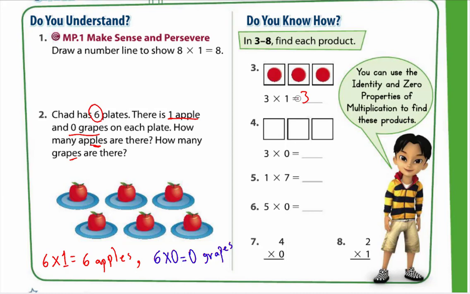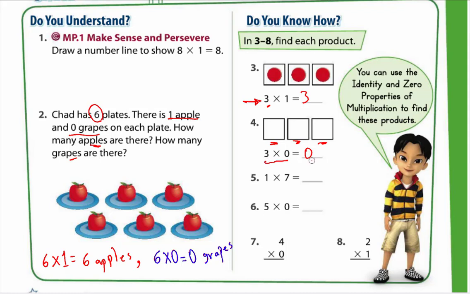Okay, let's move to question number 4. Hassan Al-Jabir. Yes, Hassan, the next question. We have 3 groups and each group with 0 inside it. So 3 times 0. Here, the first one, how many? 0. The second one, 0. The third one, 0. So it's 3 times 0. How many counters in all? I don't have anything. So it's also 0. Great.